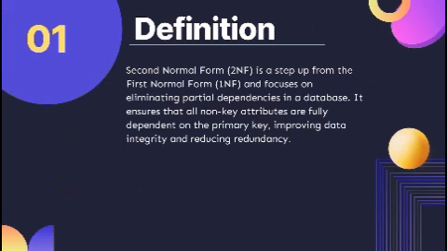Second normal form is a step up from the first normal form and focuses on eliminating partial dependency in a database. It ensures that all non-key attributes are fully dependent on the primary key, improving data integrity and reducing redundancy. Second normal form is a level of database normalization designed to reduce redundancy and improve data integrity. A table is in 2NF if it satisfies two conditions: it is already in first normal form and it has no partial dependency.